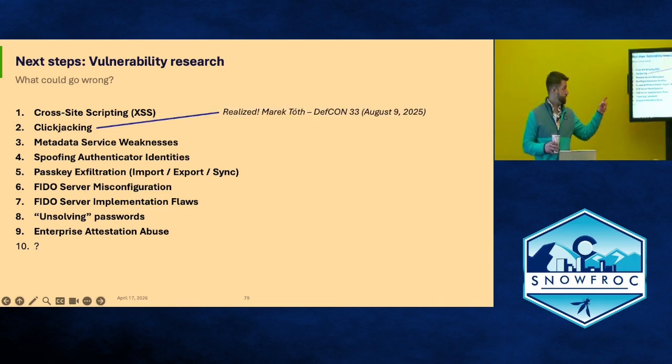Number 2 was realized in the DEF CON talk last August, where you could spoof the pop-ups that show up in the web browser. This has been fixed, but it's there. Clickjacking. What year is it? I did number 4. I haven't published it. I'll work on that.